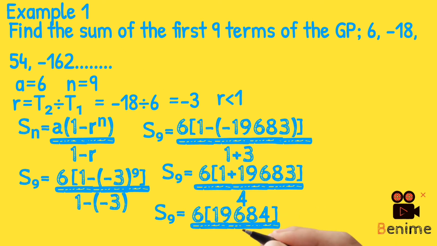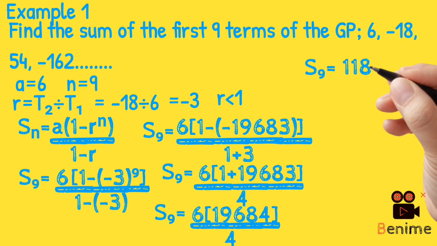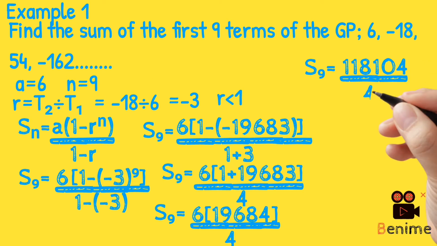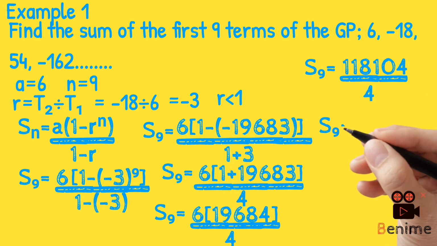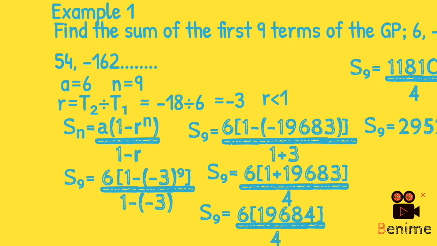19,684 all over 4. So this 6, open bracket, 19,684 means that you should multiply 6 by 19,684, which will give you 118,104. So Sn is equal to 118,104 all over 4. Dividing this, you will get that Sn is equal to 29,526, and that's the final answer. So that's the sum of the first 9 terms of the GP that was given.